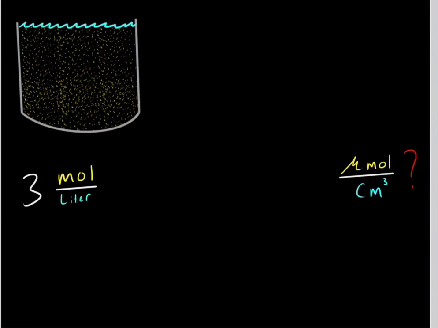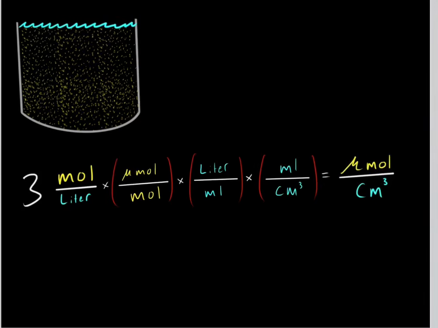So one last example. Let's say we had a solution, and we knew the solution had 3 moles per 1 liter. How many micromoles are there per centimeter cubed? Well, we know how we solve this. First, we need to set up the units so that the moles cancel, the liters cancel, and then the milliliters cancel, and we're left with micromoles over centimeters cubed. That gives us the units we want. So remember, the first step is to set up the units.